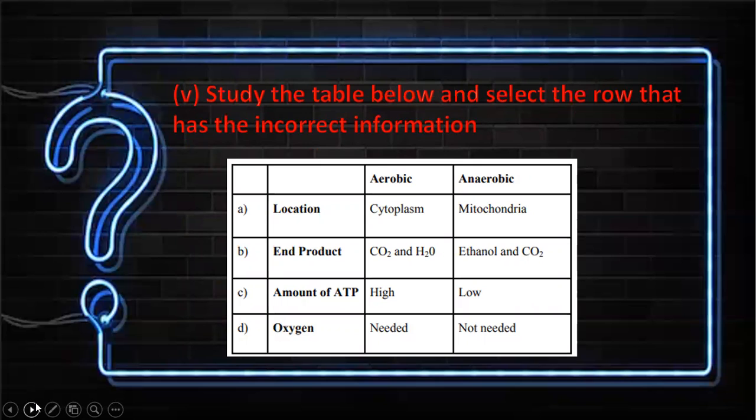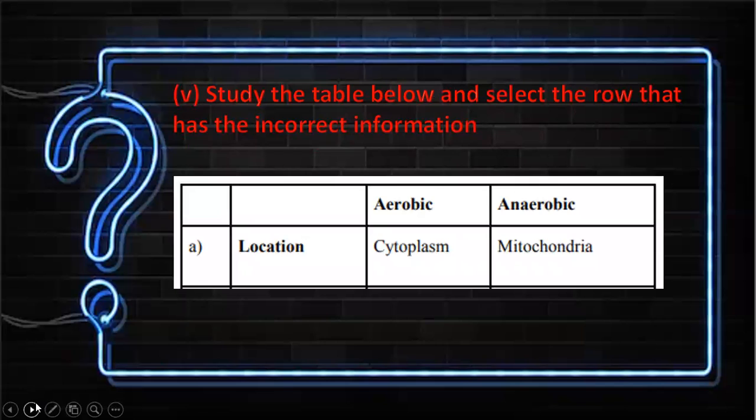So oxygen needed and oxygen not needed. Is that correct? Amount of ATP, 38 molecules of ATP and 2 molecules of ATP. That too is correct. In case of end product, CO2 and H2O are formed in case of aerobic respiration. In case of anaerobic, lactic acid is formed, not ethanol and CO2. In case of location, cytoplasm and mitochondria, exactly, it is correct. So the incorrect information is given here in the table, right? So that's all for the 17th question.